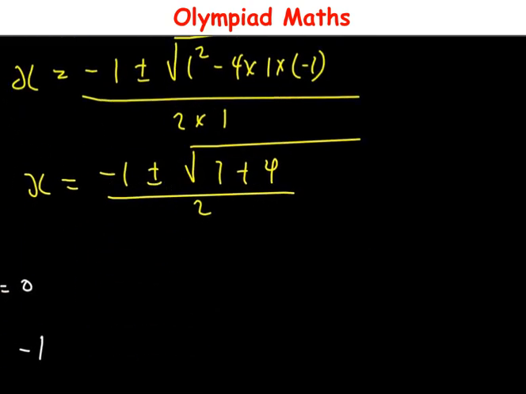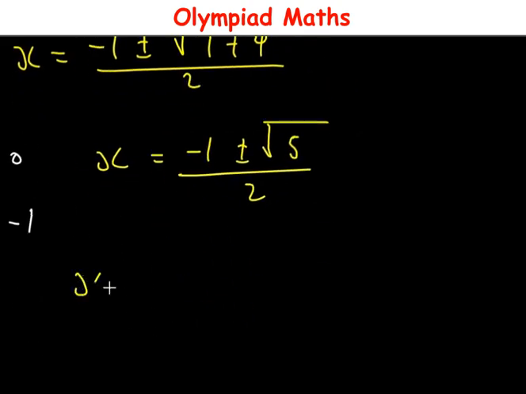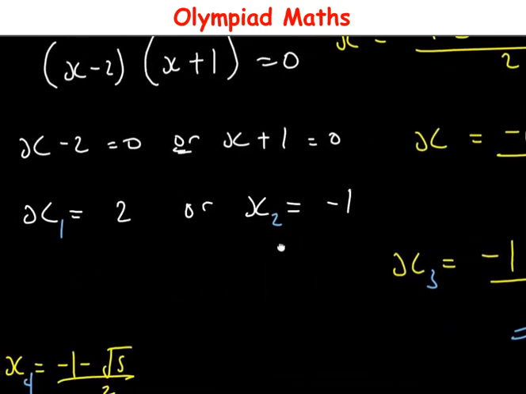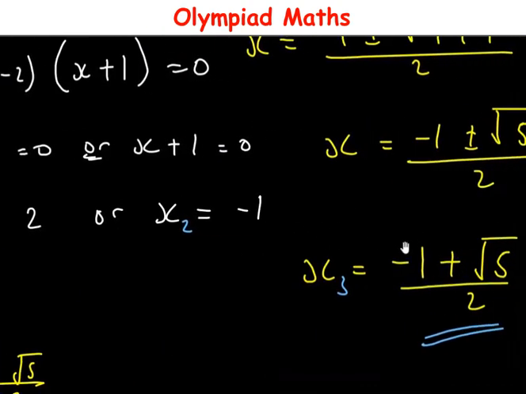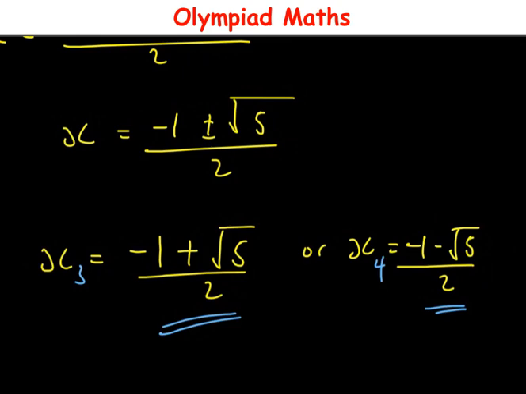So with this, we have the value of x equals minus 1 plus or minus square root of 1 plus 4, which is 5, over 2. And with this, the solution of x is equal to minus 1 plus root 5 over 2, or x equals minus 1 minus root 5 over 2. From here, we have the third and the fourth solutions for the value of x. Meanwhile, the first solution is 2, the second solution is minus 1. So with this, we have the solutions of the value of x for the first and the second method.